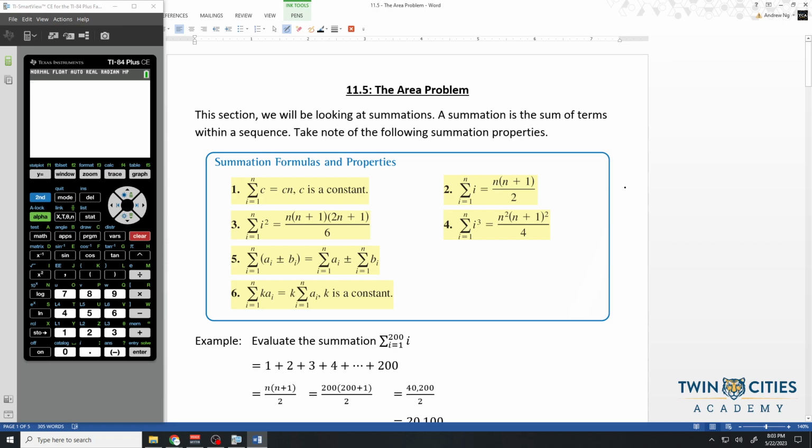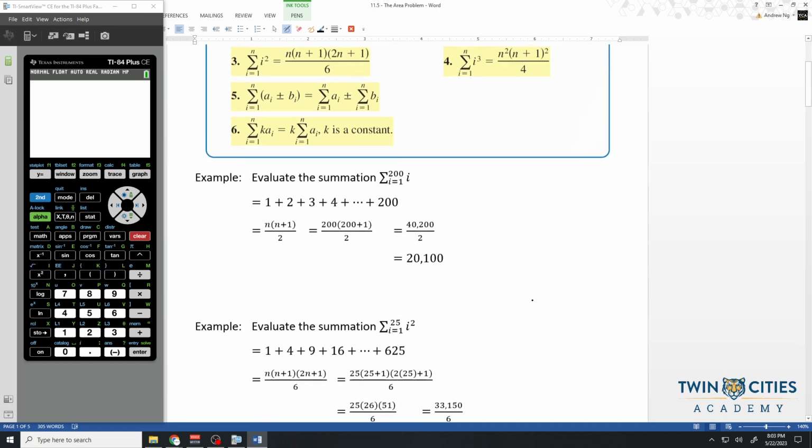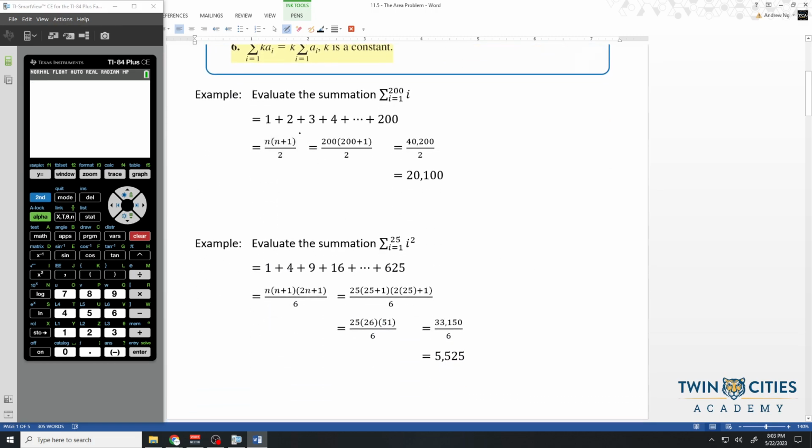So let's go over some examples. How do we use this? Well, it could be something simple like this. Evaluate the summation of i equals 1 to 200 of i. Now you could start writing 1 plus 2 plus 3 plus 4 plus 5 plus 6 all the way to plus 200, and then add all of those things together. But that's a lot of work. It would take a lot of time.